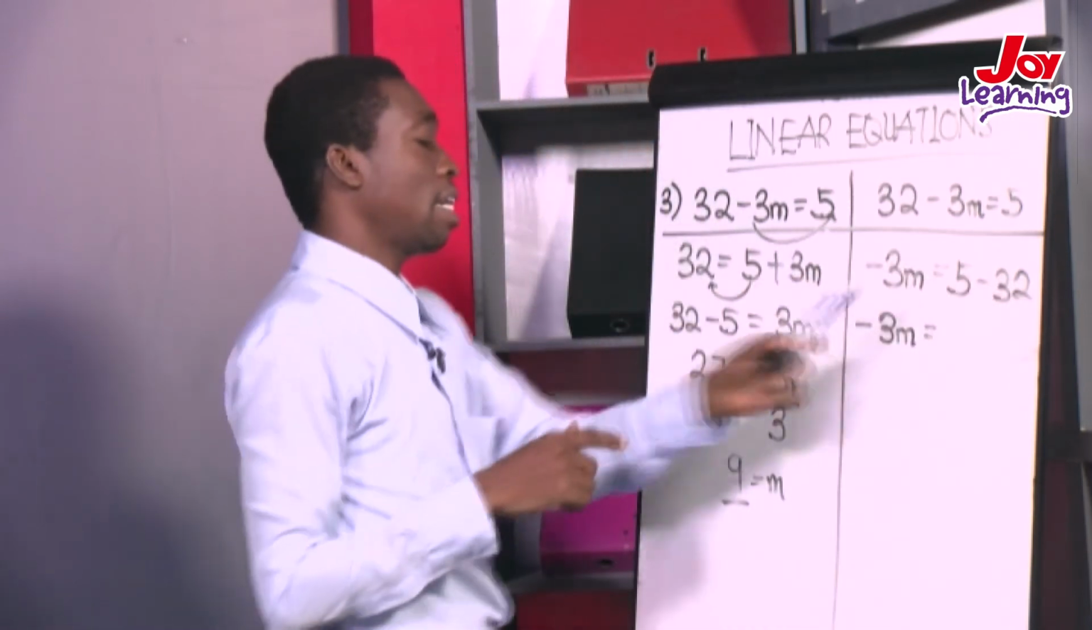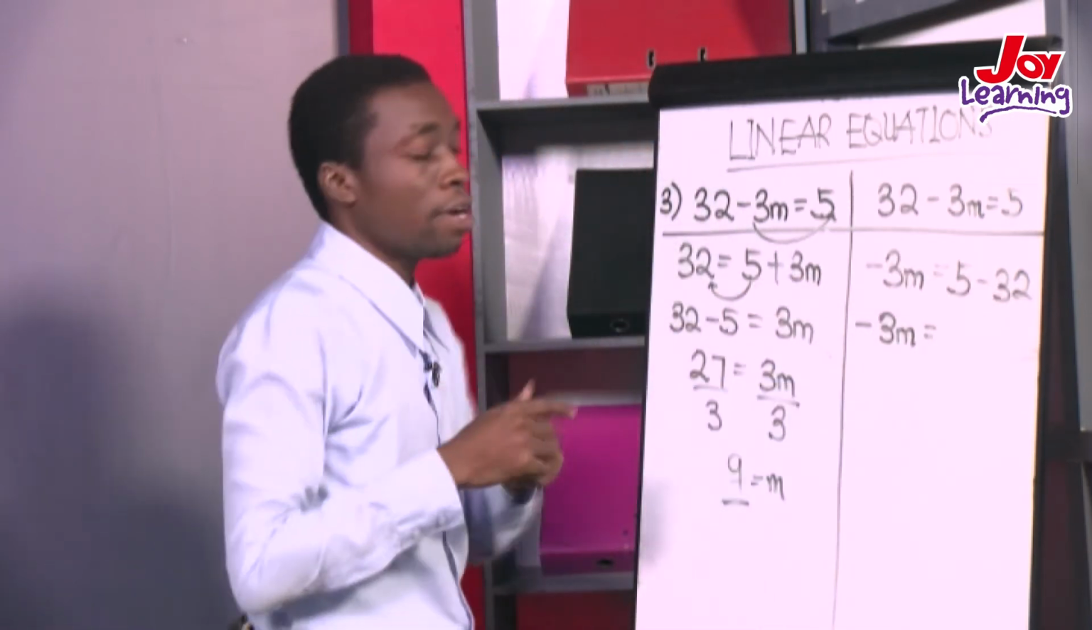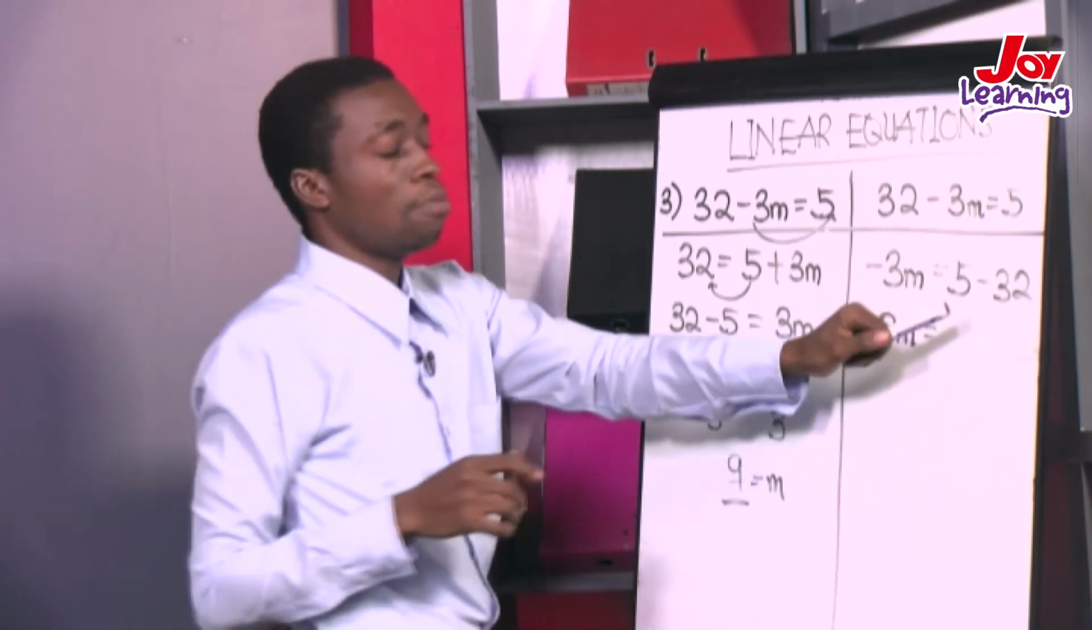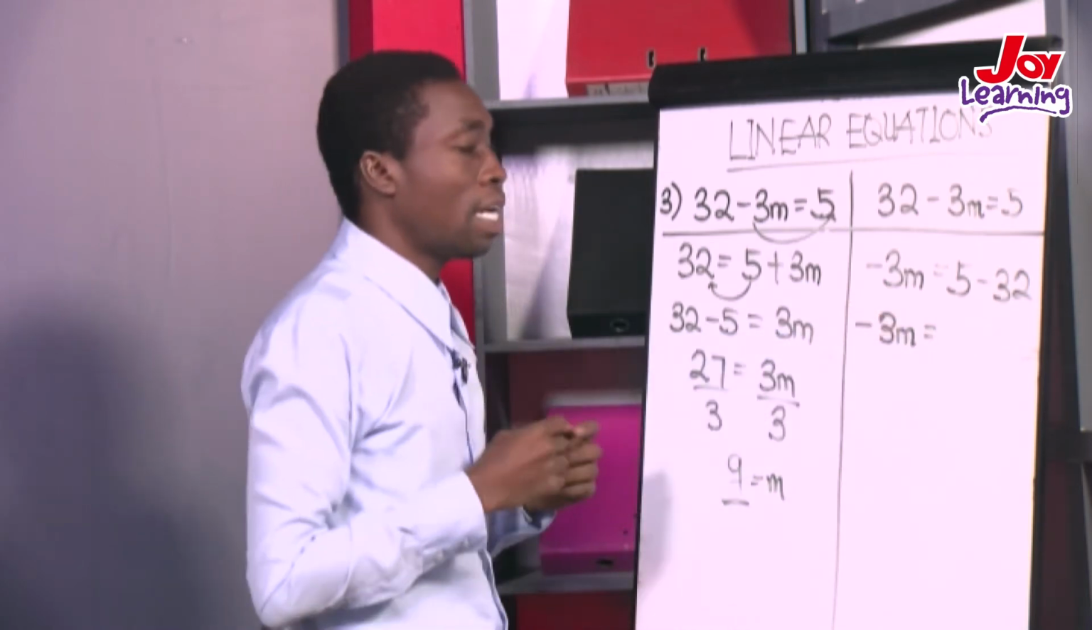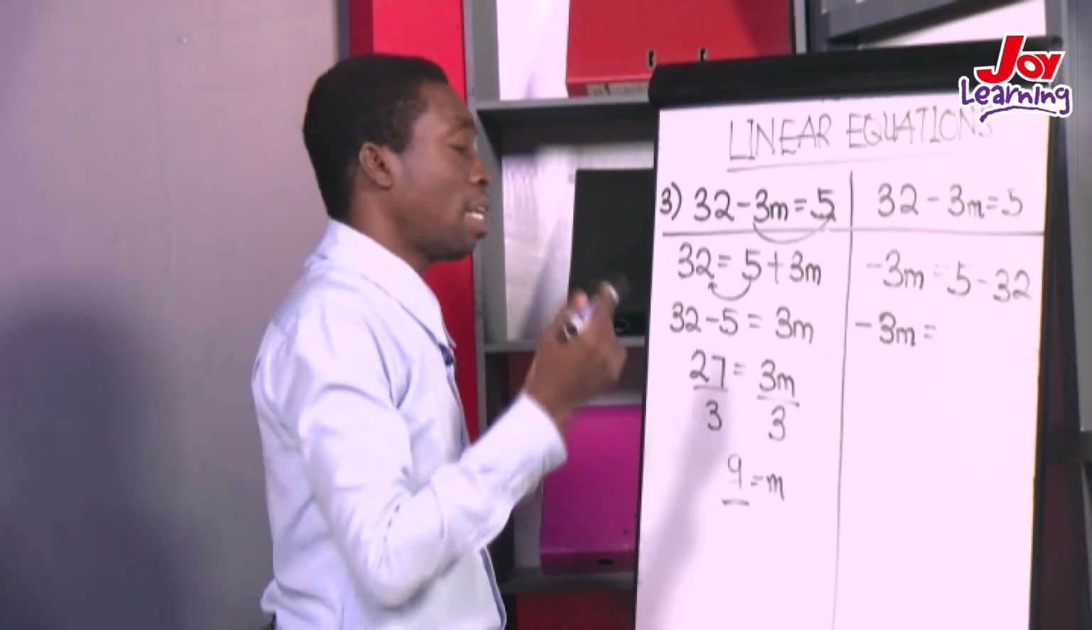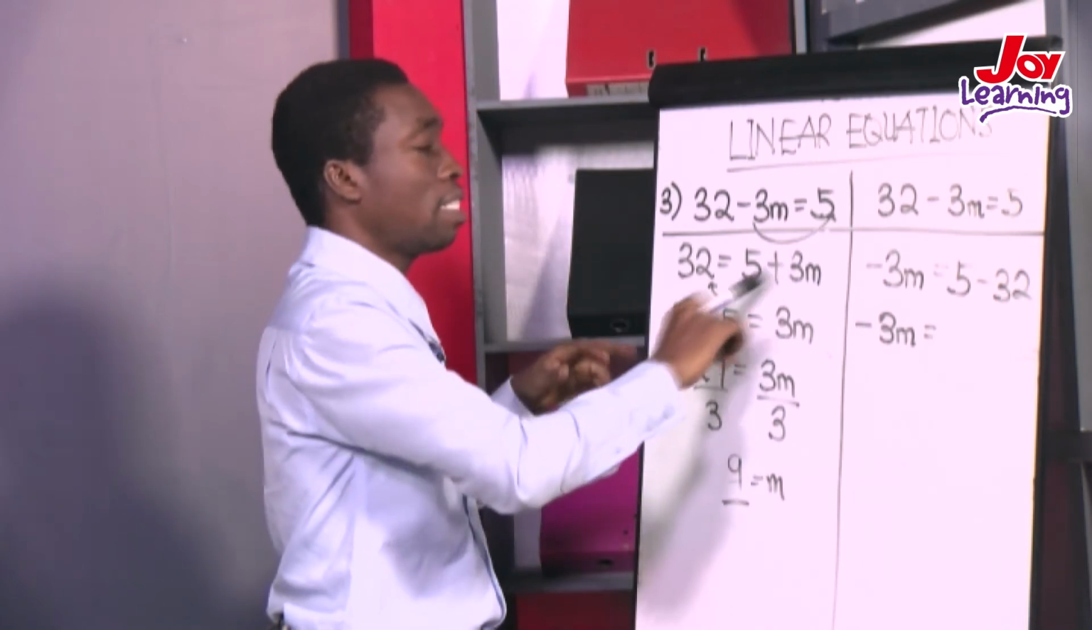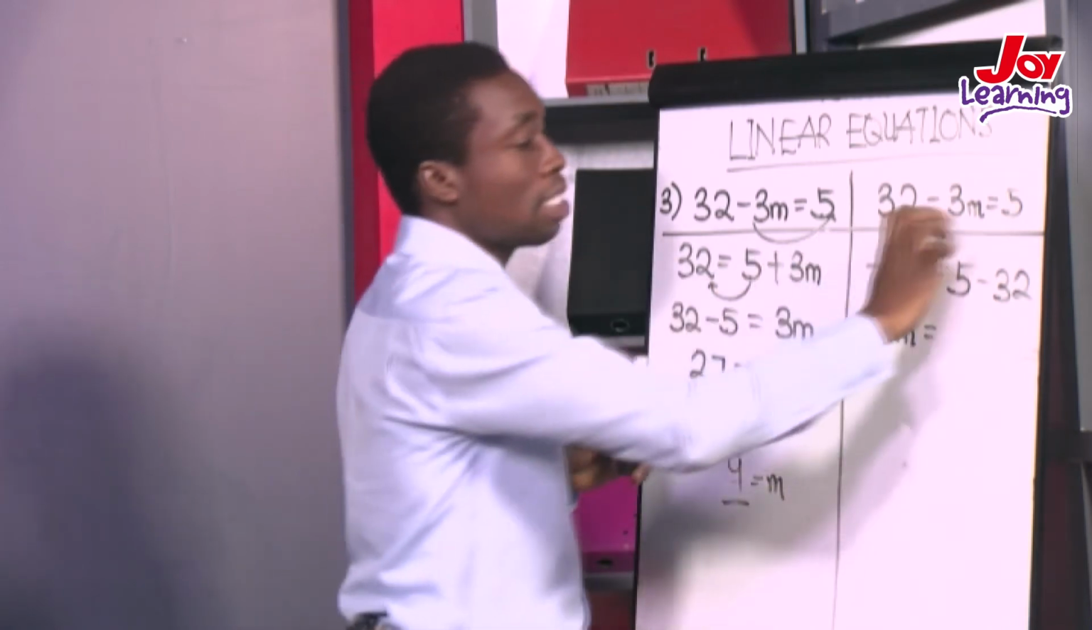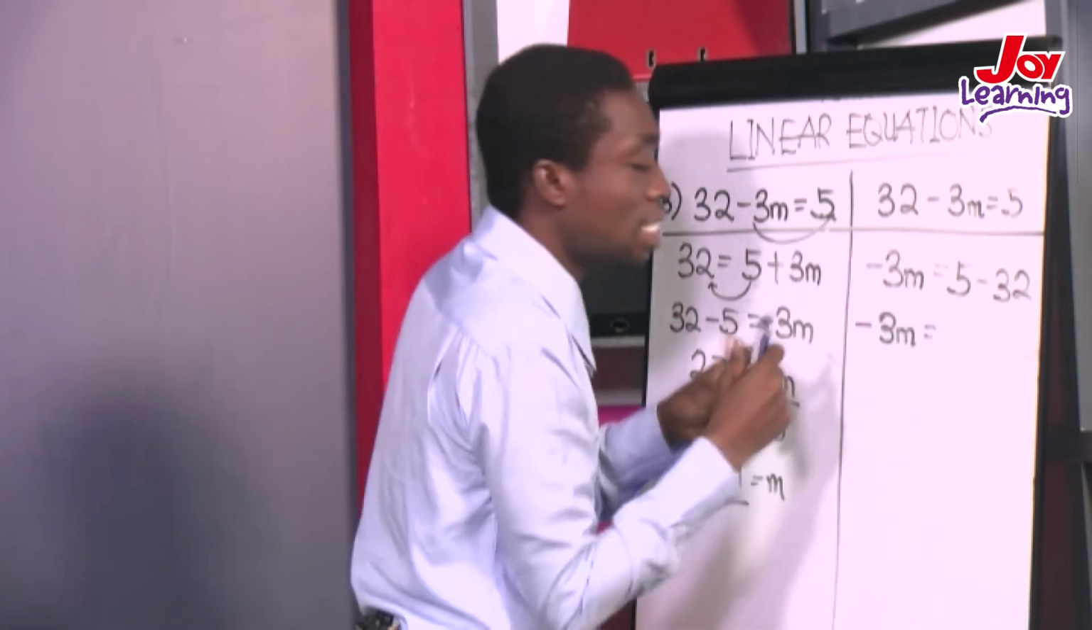Now this becomes a little bit challenging. If you're not very good with your integers, you might find yourself struggling over here. So that's why it's more advisable that you take the route where you have a positive value for m. But then let's go on.